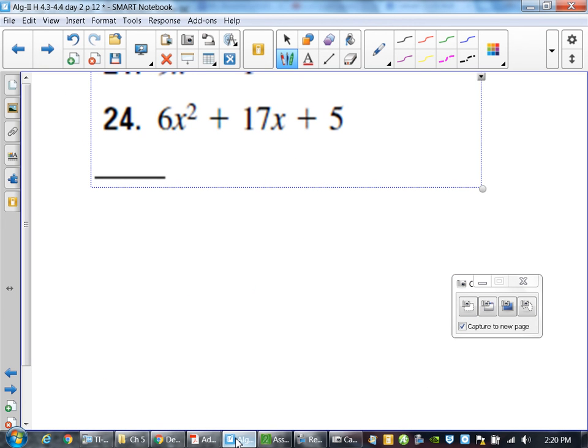Factor. Actually, I'll even turn this into a solve for your zeros. Because if you have to do all the same stuff anyway, you might as well do the next step.